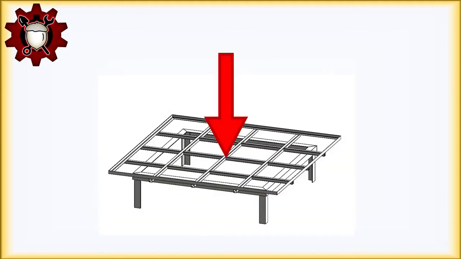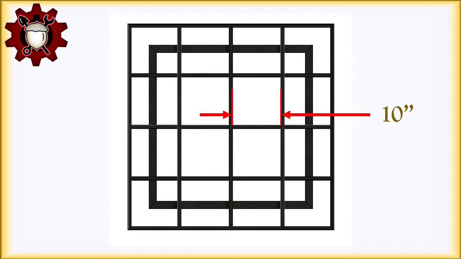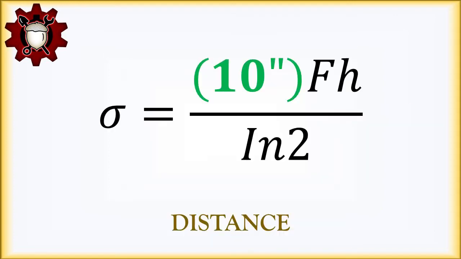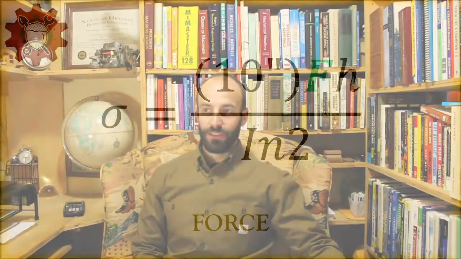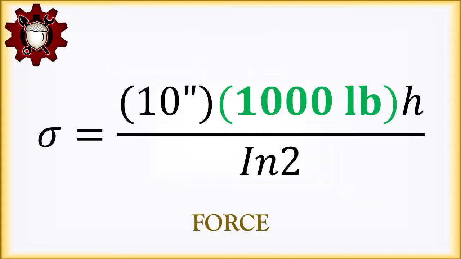So in this case, we have our force dead center, and it's connected to 4 sections, right? You can see them, they're the ones that cross the dotted red line. Now their length, 10 inches, is D, the distance. Force is just the weight, the load that your frame is taking. In this case, we have a 1,000-pound oven, so F is 1,000 pounds.